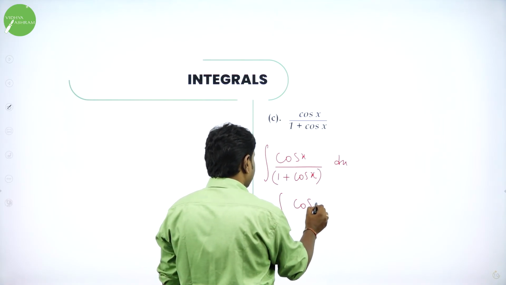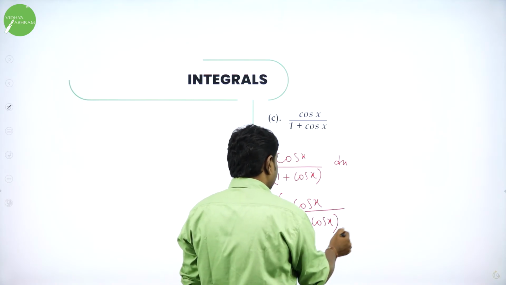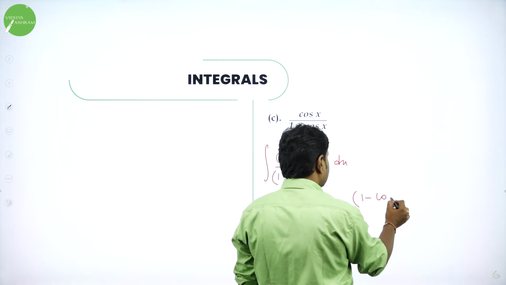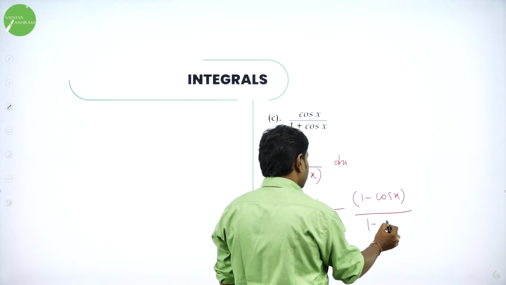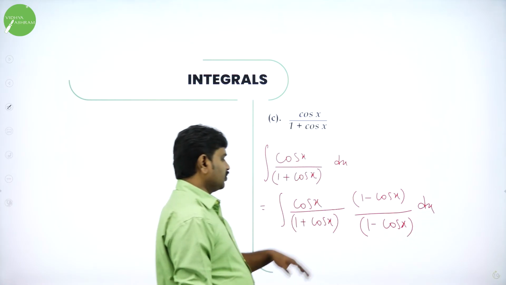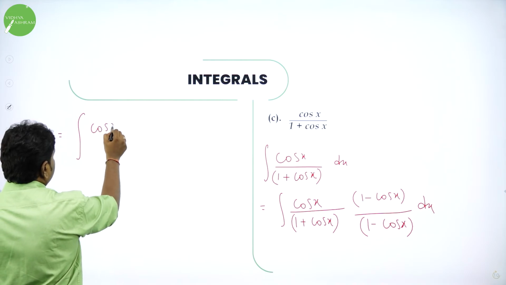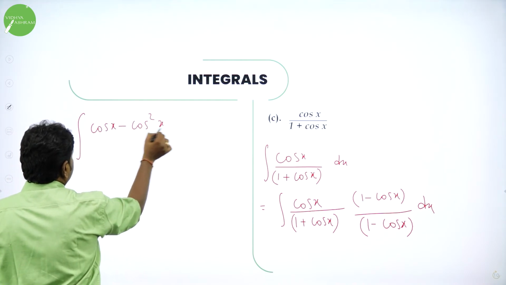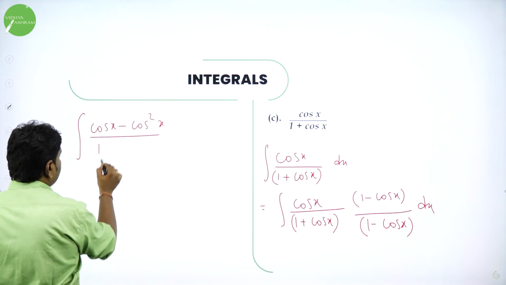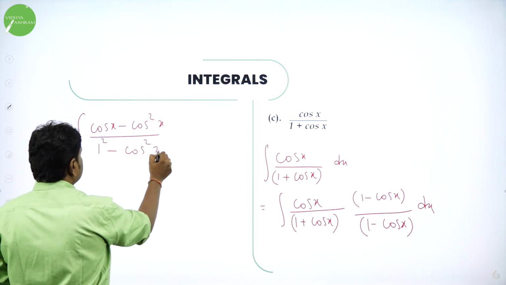What is the rationalizing factor? Cos x divided by 1 plus cos x, and multiply by 1 minus cos x divided by 1 minus cos x dx. The numerator is in the form, so multiplying the numerator, it will become cos x minus cos square x. In the denominator, a plus b into a minus b is a square minus b square, so 1 minus cos square x dx.